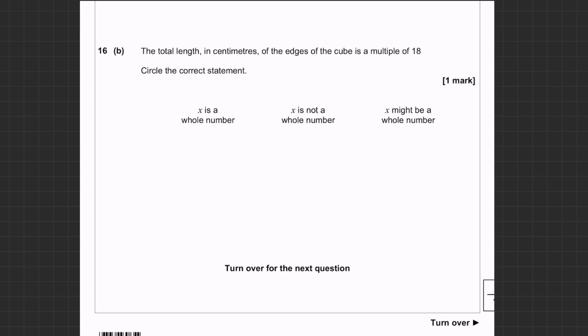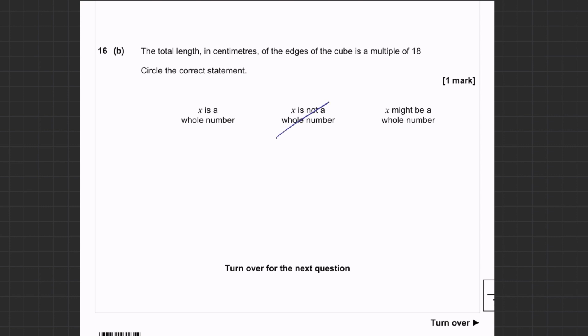The total length in centimetres of the edges of the cube is a multiple of 18. Circle the correct statement. So x is a whole number, x is not a whole number, or x might be a whole number. Now this is quite a horrible question for 1 mark if you have to, but luckily you don't have to prove anything.